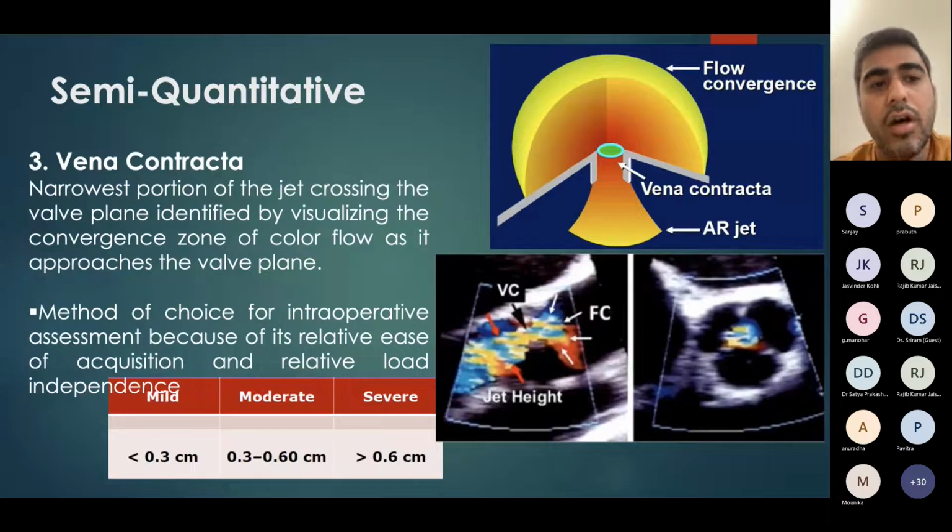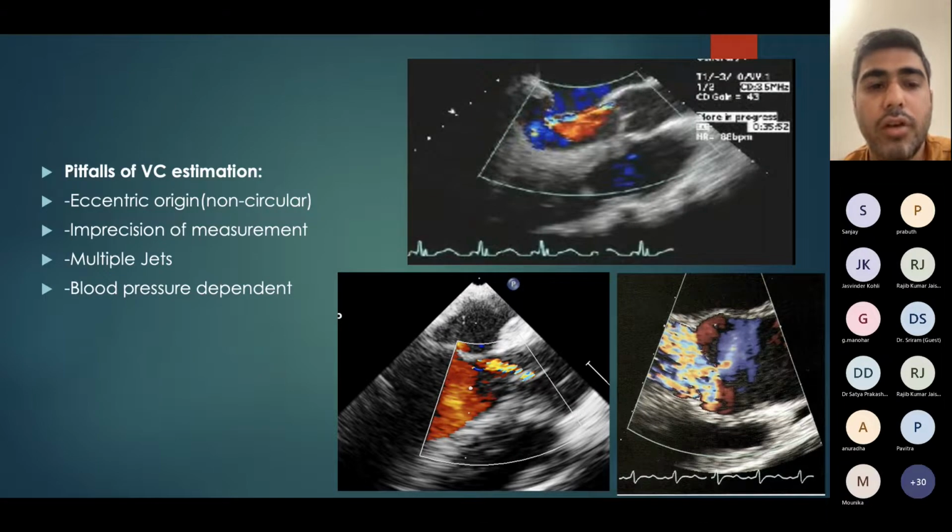The vena contracta is the narrowest portion of the jet crossing the valve plane and is identified by visualizing the convergence zone of the color flow Doppler as it approaches the valve plane. It is the method of choice for intraoperative assessment because of its relative ease of acquisition and relative load independence. A vena contracta of less than 0.3 is indicative of mild regurgitation, and more than 0.6 is associated with severe regurgitation. Of course, it is associated with various pitfalls like eccentric origins or non-circular origins.